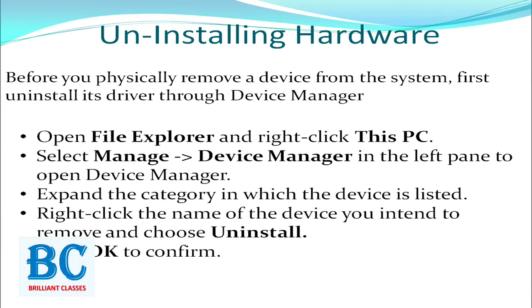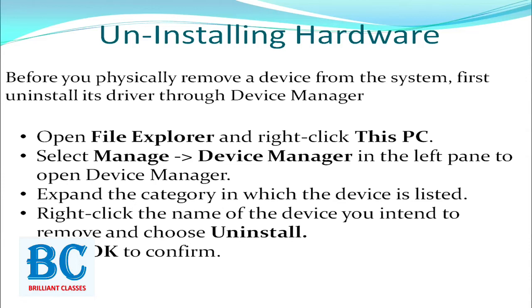Now, if you feel that you do not need a particular device, then you should uninstall it, because if you do not uninstall it, that driver is taking the memory of your computer. So, you should also know how to uninstall a particular hardware. Just physically removing it does not solve the purpose. You should always uninstall it and then physically remove it. To uninstall, again open the file explorer, go to the this PC folder and select the manage device driver option. Choose the category where the device is listed, whether it is a printer or a scanner or a camera or an SD card, whatever you have.